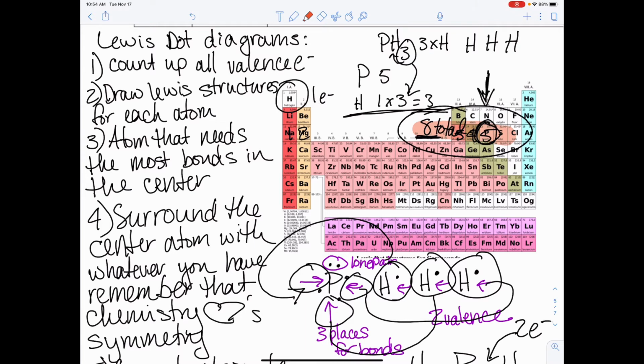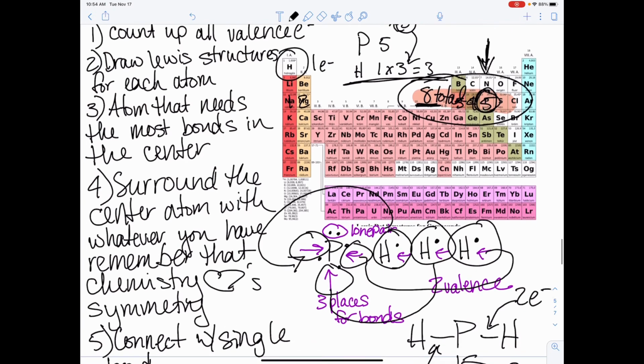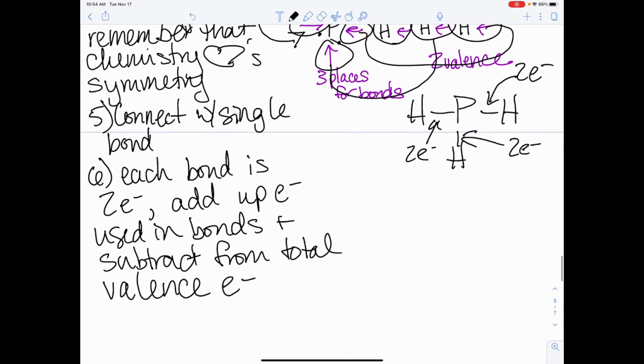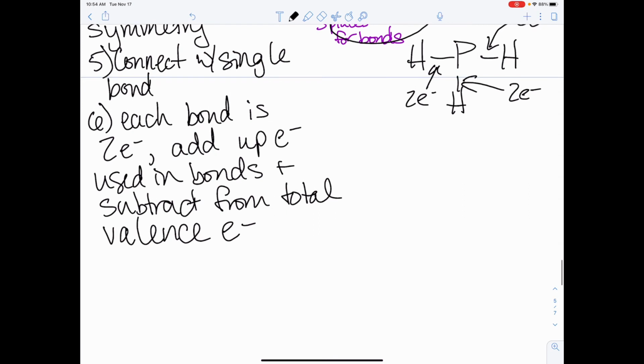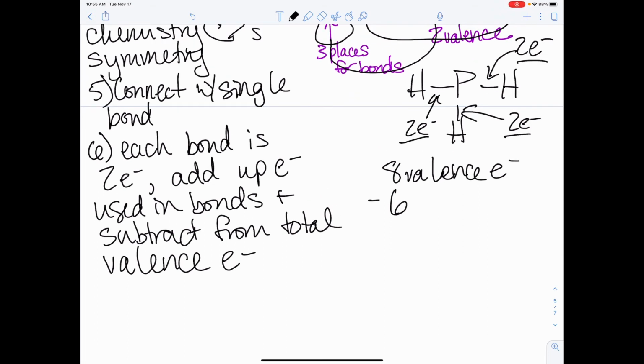Remember that we have 8 total valence electrons because phosphorus has 5 valence electrons, and I have 3 hydrogens, each with 1 valence electron. So 5 plus 3 is 8. I had 8 valence electrons to start, and I used 6 because I had 2 from each bond, and I have 3 bonds. So 6 from the bonds, and 8 minus 6 is 2 left over.